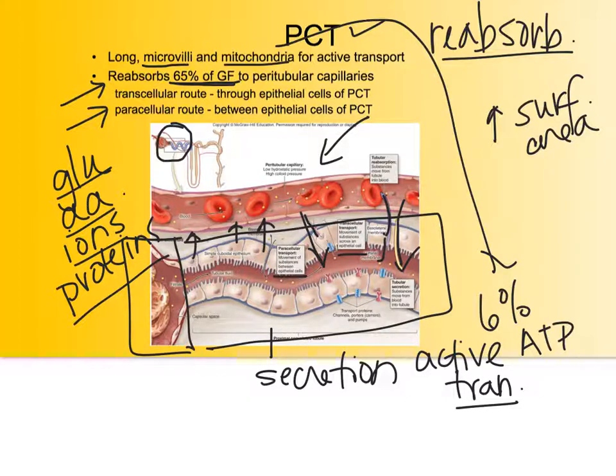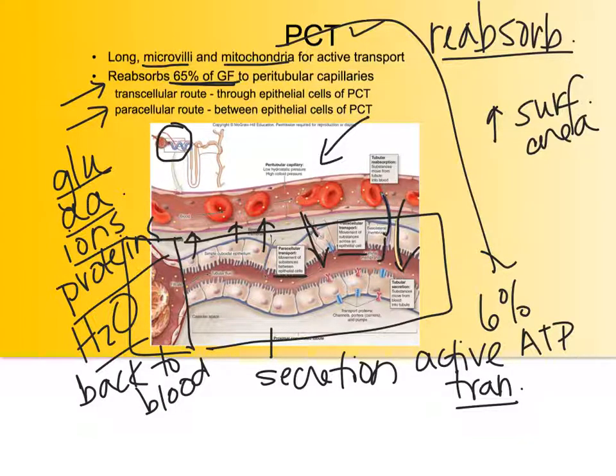So they're going to be reabsorbed in the PCT. So glucose, amino acids, ions, protein. Another big one would be water. So they're going to go back to the blood. We want it to go back into the capillaries. If the solutes move, the water's going to follow. So salt's going to go, water's going to follow.